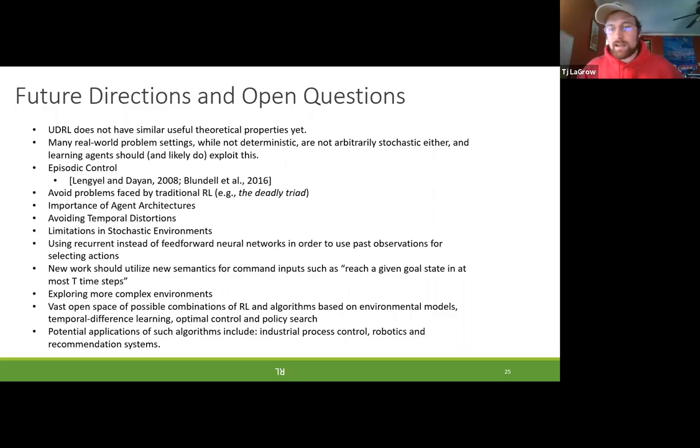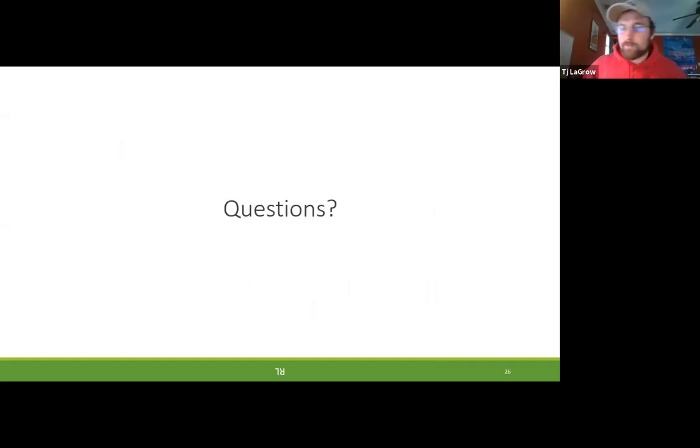Potential applications that the authors wanted to note are specifically industrial process control, robotics, and recommender systems. And with 5 minutes left, without going into a little more of those details, I'll go ahead and throw it up for questions.